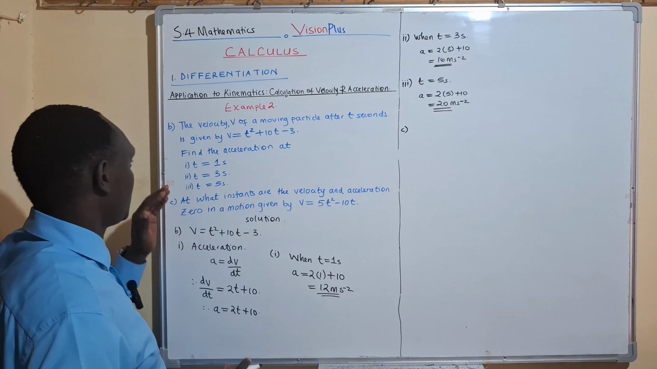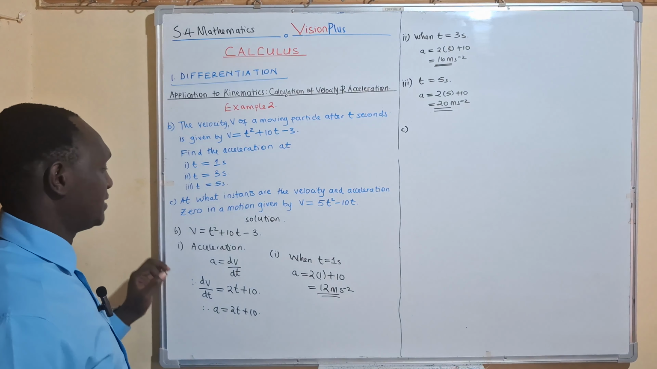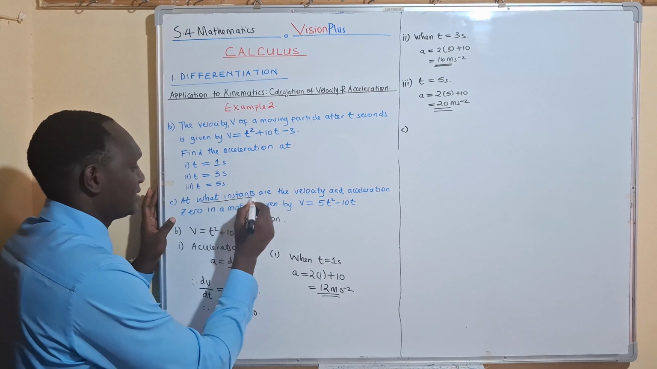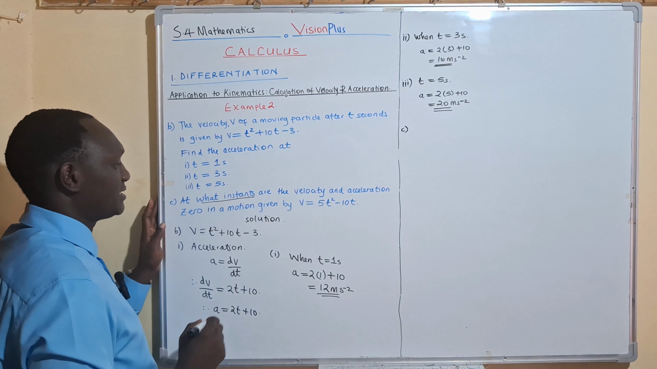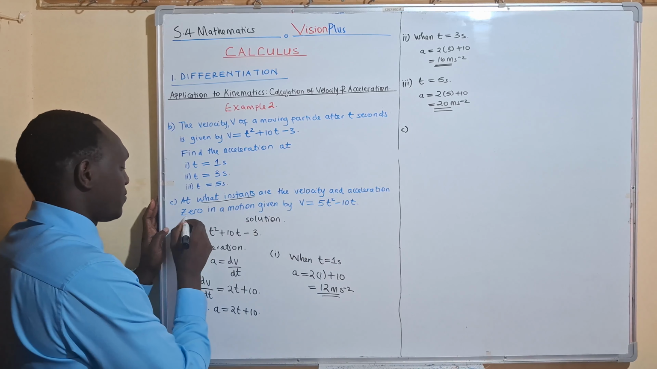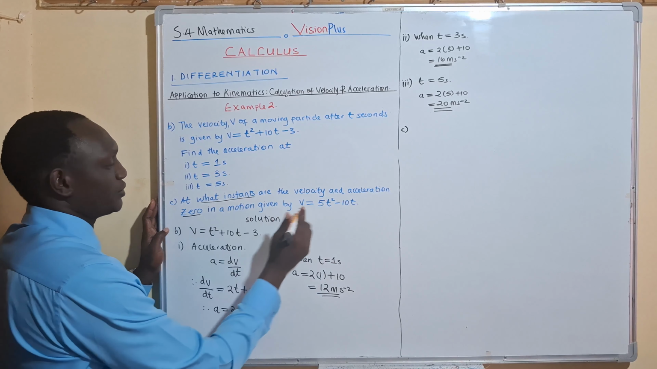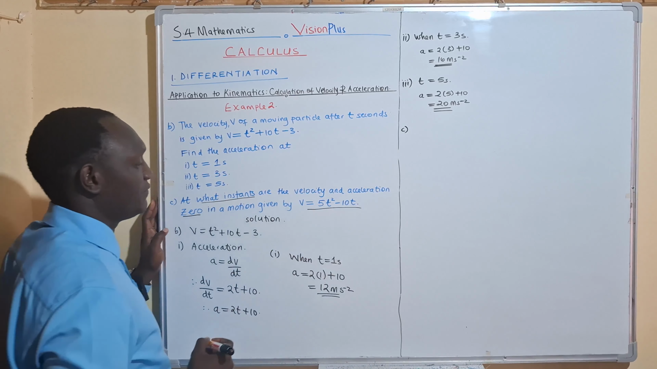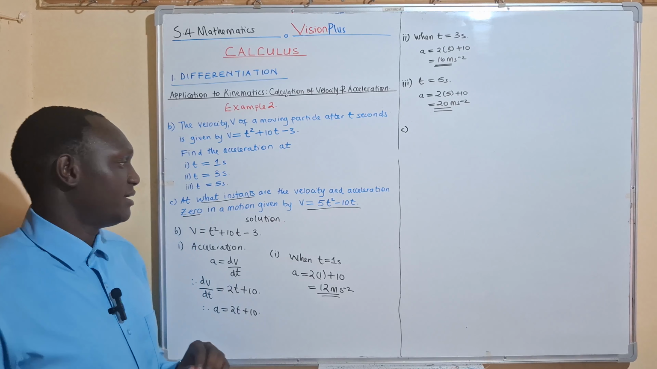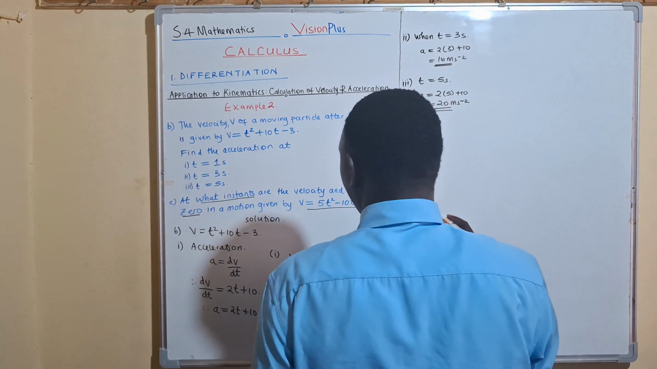Let us go to part C. Part B is independent of part C. Now part C says, at what instance are the velocity and acceleration 0 in a motion defined by v equals 5t squared minus 10t. This question looks very nice.